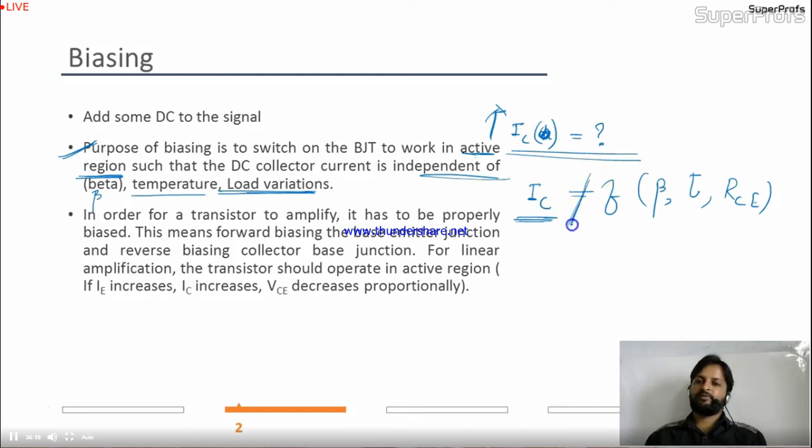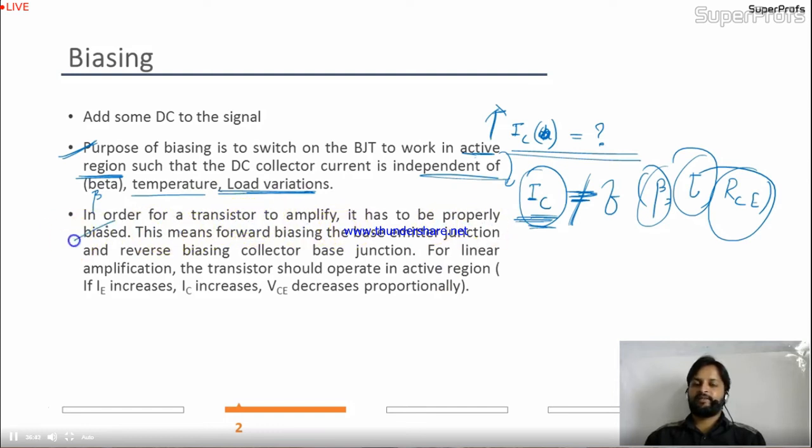So we need to develop the device in such a way that IC is not affected by beta, by temperature, by load variation. IC should be constant. Then only amplification is possible. IC should not change. So in order for a transistor to amplify, it has to be properly biased. This means forward biasing the base-emitter junction and reverse biasing the collector-base junction. Remember, we have to operate the transistor in active region. So I think it's clear to you.